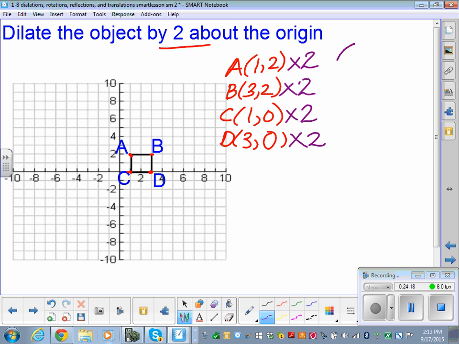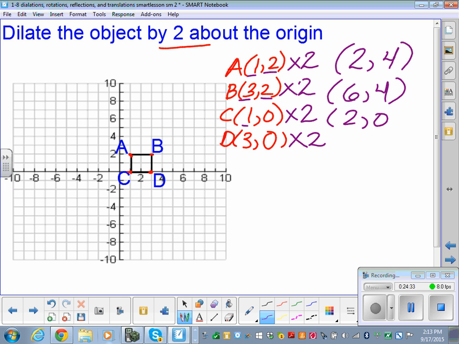So let's go ahead and multiply both x and y by 2. So what are we going to have? 2, comma 4. We're going to have 6, comma 4, and 2, 0. Yes, we're just multiplying each thing by 2. So 6, 0. I'm just writing out my work so you know that I'm multiplying by 2.